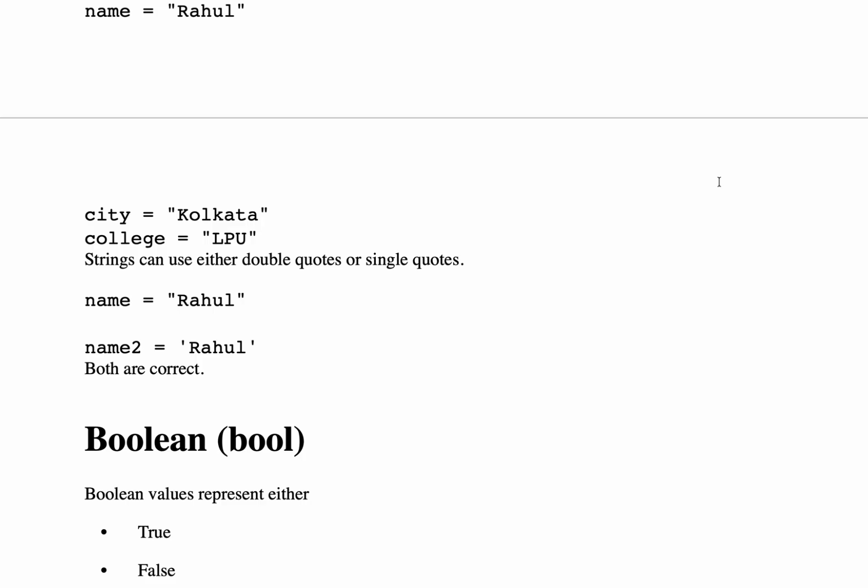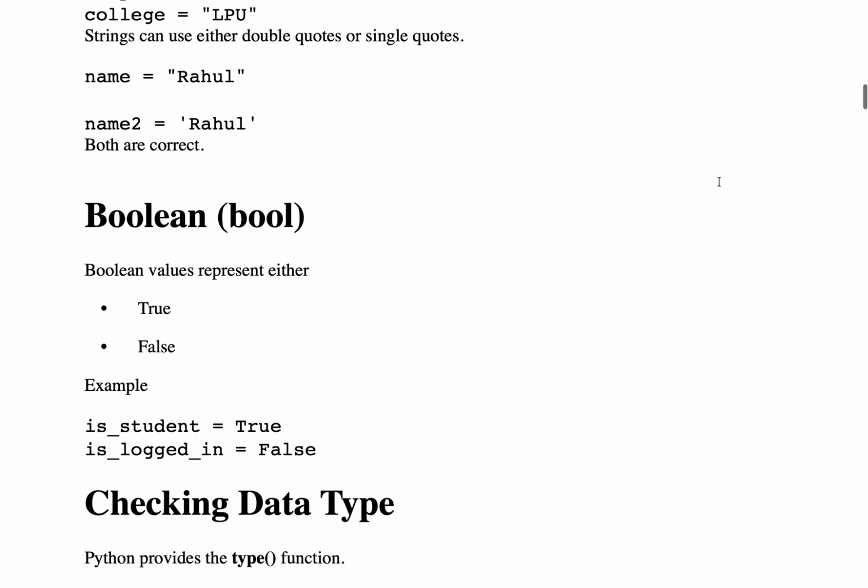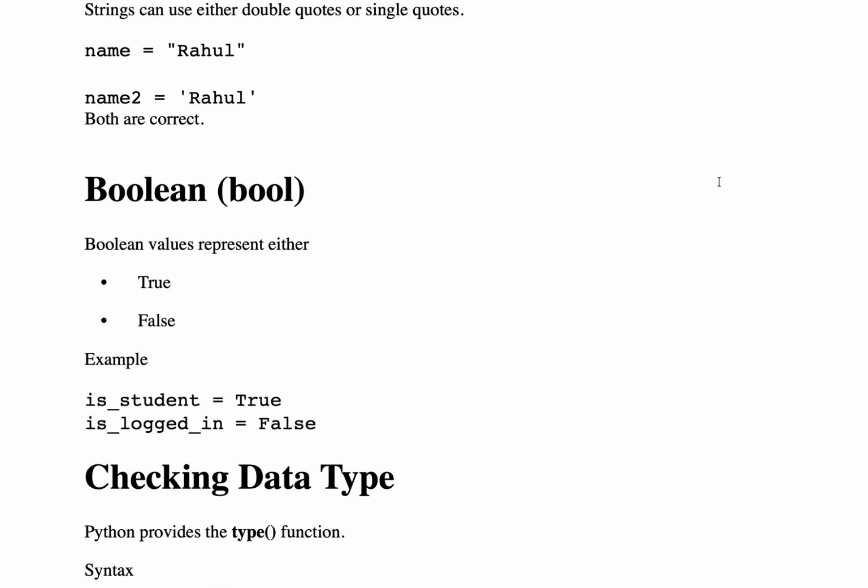Now we have boolean, bool. Now let's understand another very important data type, which is boolean. Unlike other data types, boolean can store only two values, true or false. Example: is_student = True, is_logged_in = False. Boolean values are mainly used whenever we want to check whether something is true or false.